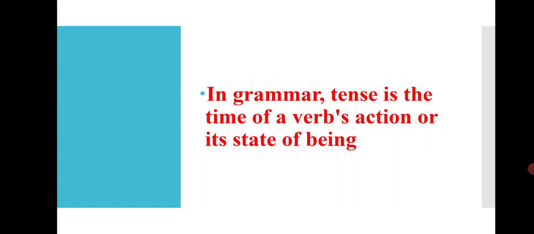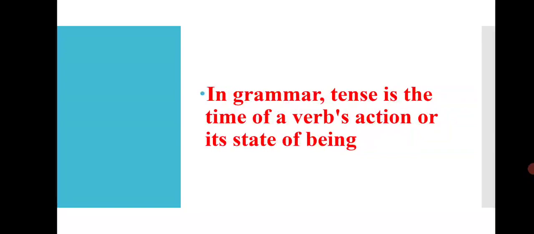For example, Ramu writes a letter. The action word here is write. Write is the action word. It is the present form of the verb. So from the sentence, Ramu writes a letter, we can understand that the action takes place in the present because write is the present form of the verb.